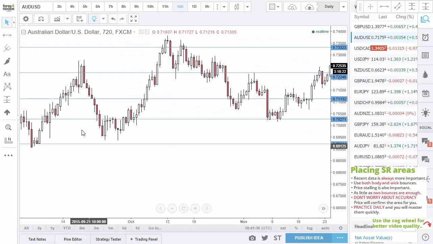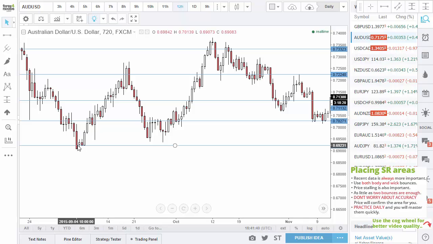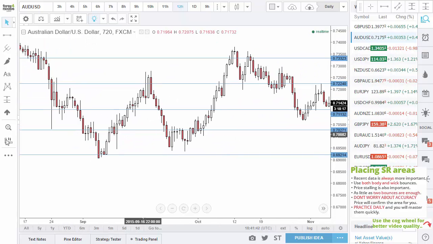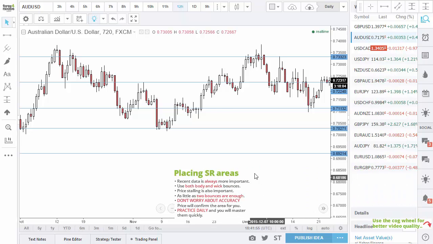But if you go back, it's around about September. We've got some bounces from here too. Bounce there, bounce there, bounce there. So this looks like a pretty decent area. I'm going to keep this one. I mean, worst case scenario.